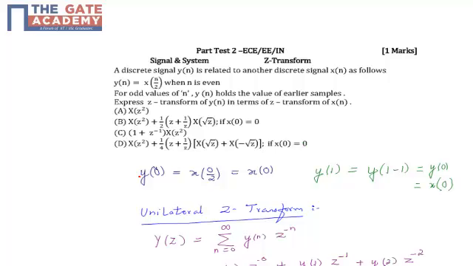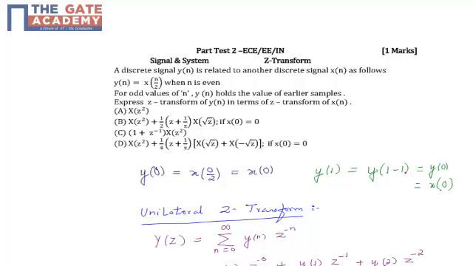So let us consider n as 0, which is an even number. So y of 0 will be equal to x of 0 by 2, that is nothing but x of 0. Now let us consider one odd number, n equal to 1. So I will get y of 1 is equal to y of 1 minus 1, that is the previous value. So we get y of 0, and y of 0 was nothing but x of 0. So we have y of 1 is equal to x of 0.